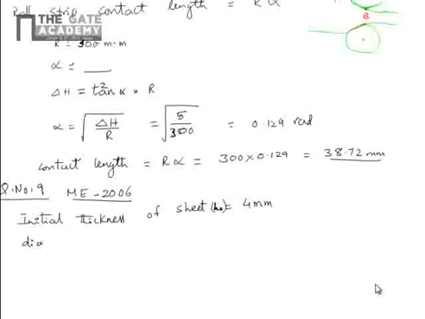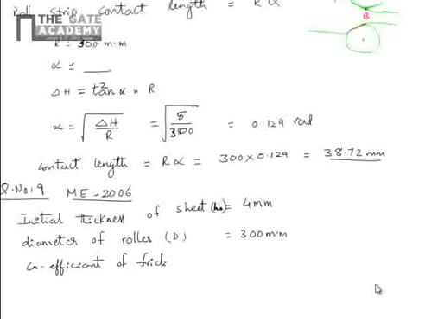Diameter of the rollers d is equal to 300 mm. Coefficient of friction at the roller and work interface, mu, equal to 0.1. Minimum possible thickness of the sheet produced is indirectly saying that maximum possible reduction happens.